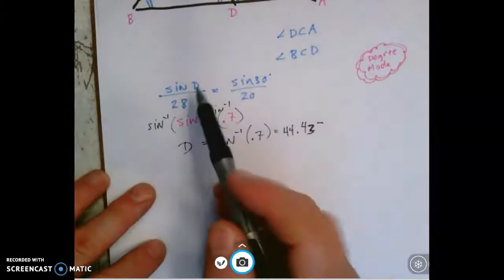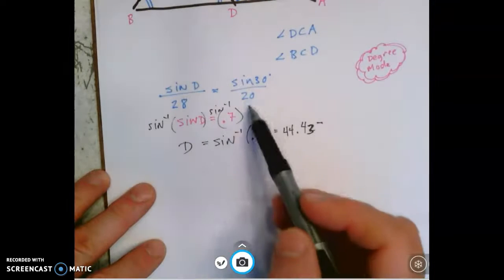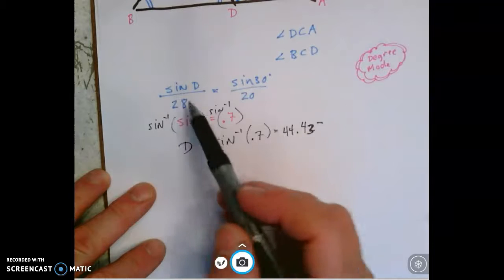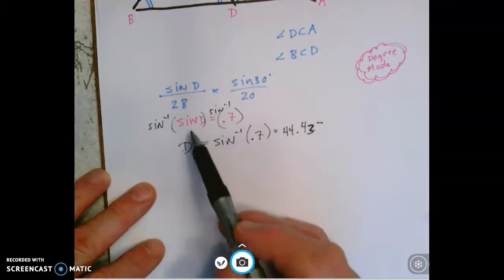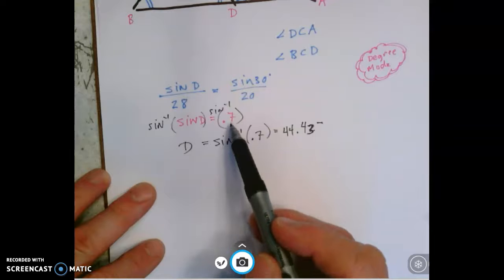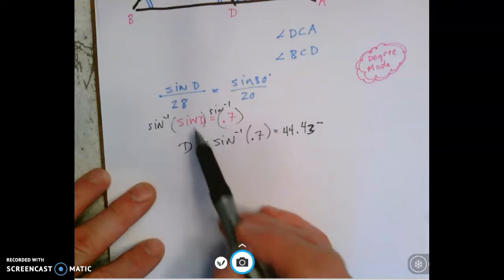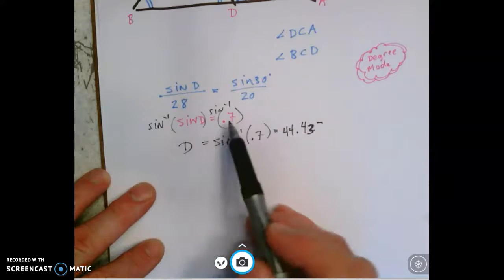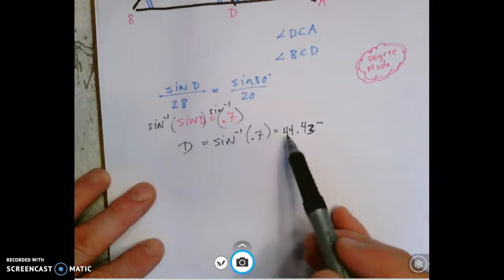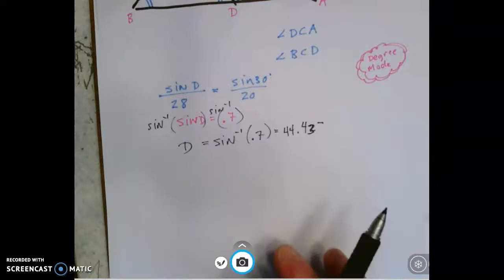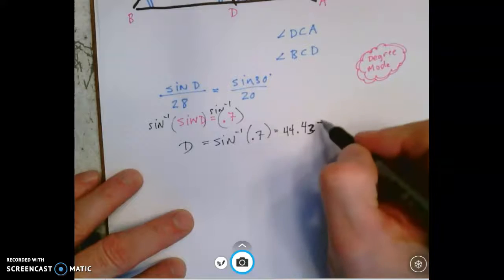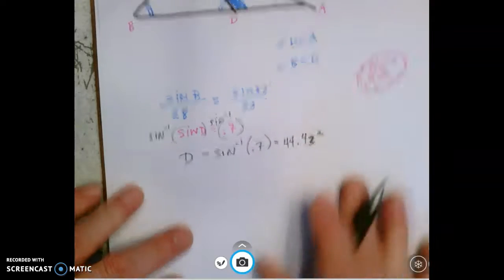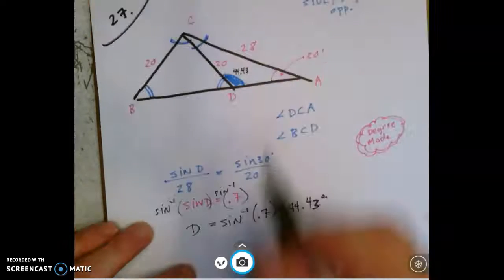So we set it up as sine of D over 28 equals sine of 30 over 20. And we work it all out. We get a value here, multiply by 28, and we end up with sine of D equals 0.7. Then we take the sine inverse of both sides, and sine inverse of sine is just D. Sine inverse of 0.7 is 44.43 degrees, right?